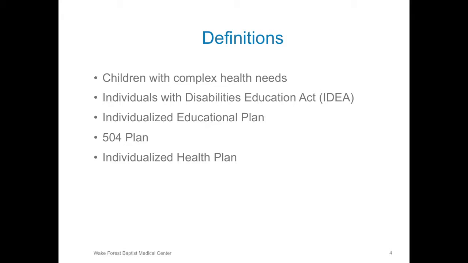A 504 plan, this terminology comes from Section 504 of the Rehabilitation Act of 1973. It's a civil rights statute, and that just says that there need to be reasonable accommodations to a child with any kind of special need. And so children that don't necessarily have one of these exceptionality categories might be served with a 504 plan with aids and services.